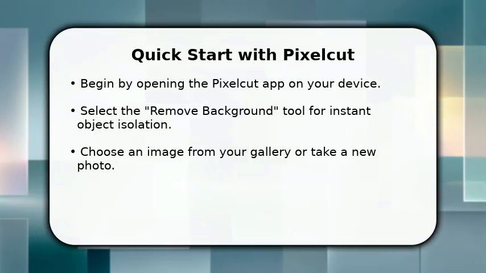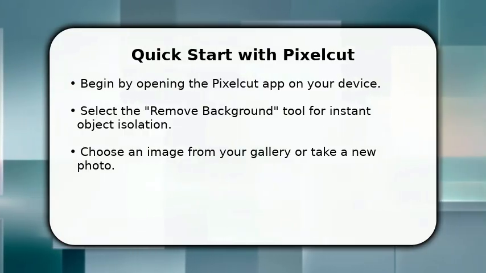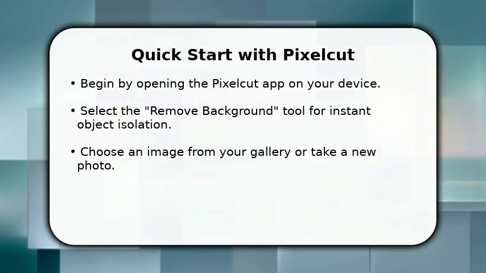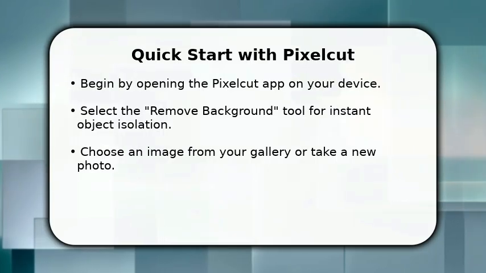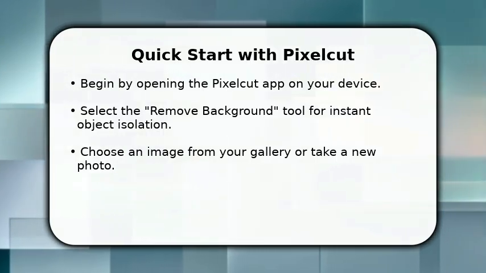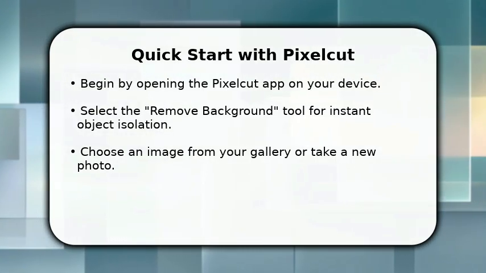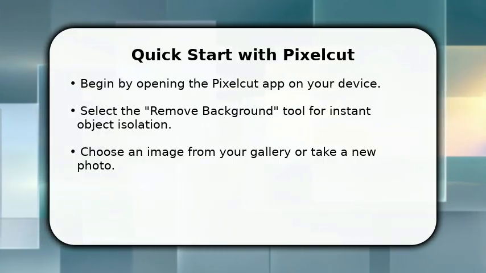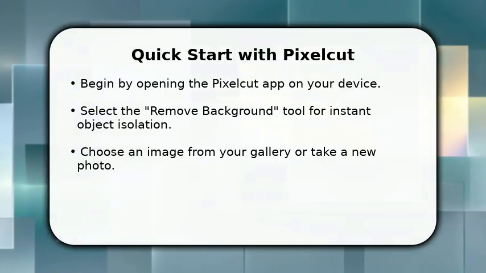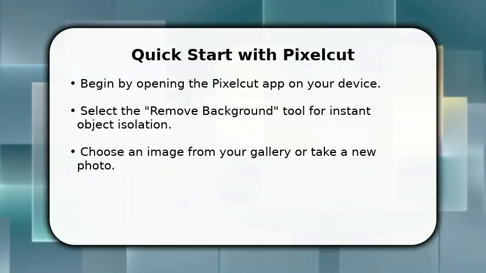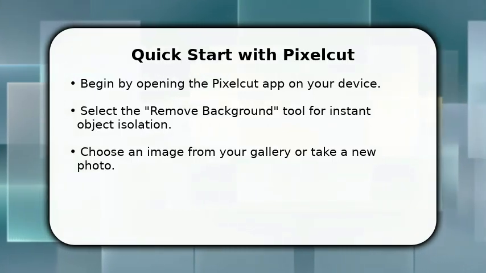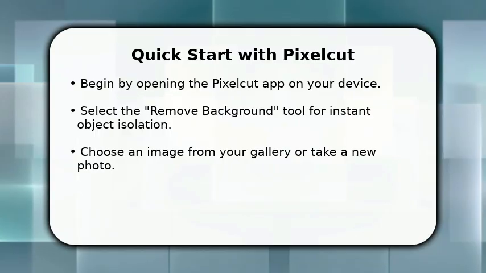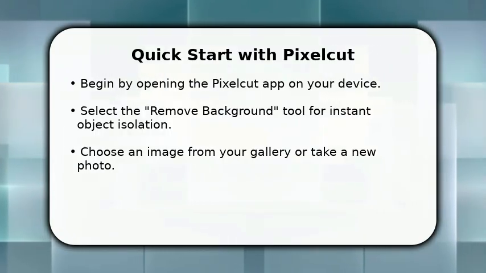In this video, I will show how to use the Pixelcut app. First, open the Pixelcut app on your mobile device. Then, select the Remove Background tool, which is perfect for isolating subjects. Choose an image from your photo gallery or capture a new one directly within the app. Finally, tap the checkmark to confirm your selection and move to the next step.